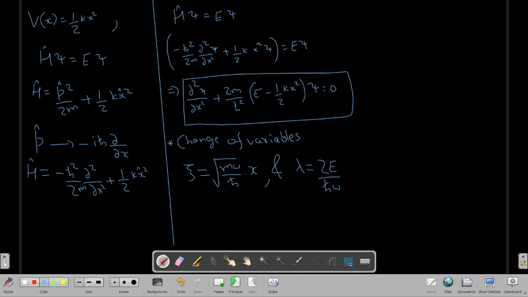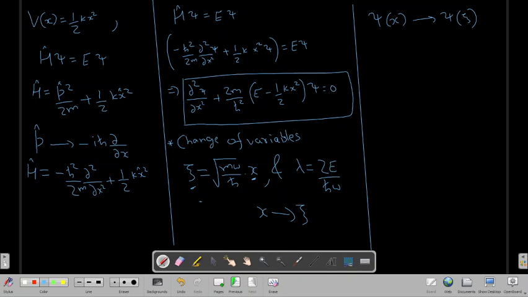Once we introduce them, you can see that I am rescaling my value of position with xi. So now xi is proportional to x. Instead of x in this whole problem, you will be seeing terms of xi. So x has now been replaced with xi. Always remember this. After doing this, psi, which was a function of x, is now changed to a function of xi. So how to deal with this differential?